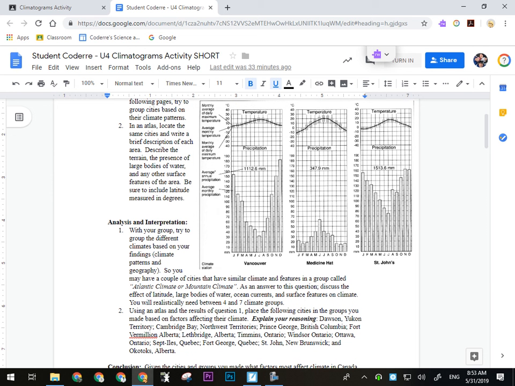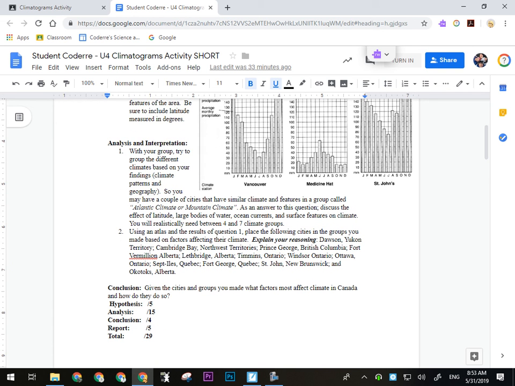All right, so that's basically your data acquisition. Okay, getting what you need in order to do the analysis. So now with your group, you've already kind of put these things in groups with their climatograms, but now what you want to do is look at the brief descriptions. Are the cities that you put in groups affected by the same things?